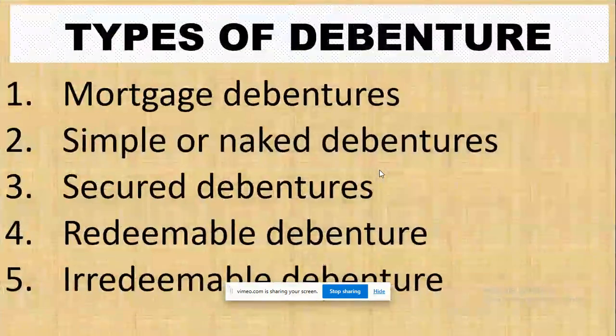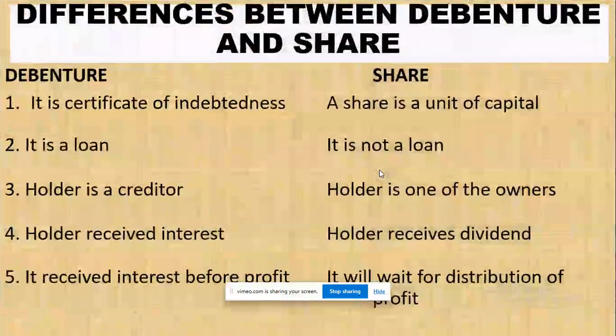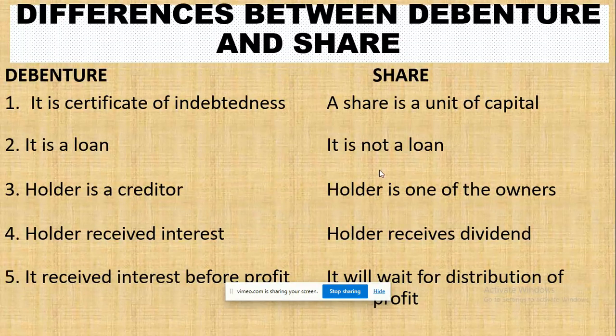Now we have five types of debentures. We have mortgage debentures, simple or naked debentures, secured debentures, redeemable debentures, and irredeemable debentures. I hope in our next class we will explain the types of debenture. Before that, let's quickly explain the differences between debentures and shares.